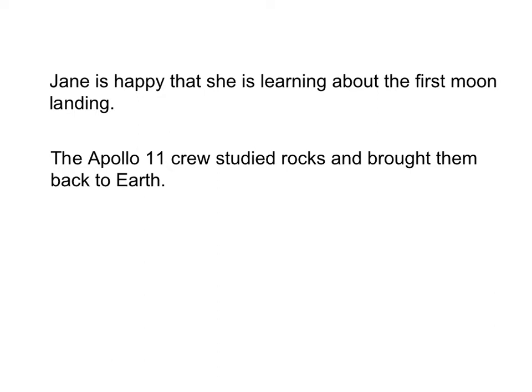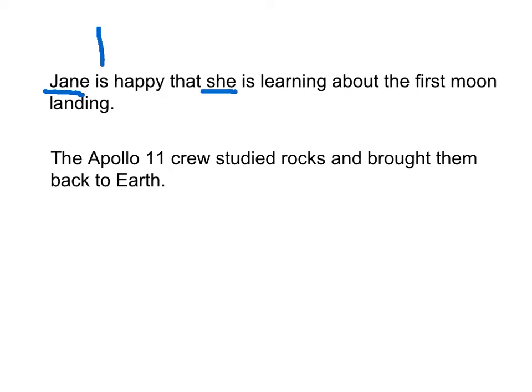Now, what exactly is an antecedent? If you look at the first sentence, Jane is happy that she is learning about the first moon landing. We see the noun Jane. It's a good idea that you identify where the verb is in a sentence. So find the verb, which is "is," and you also have a pronoun in the sentence, she.